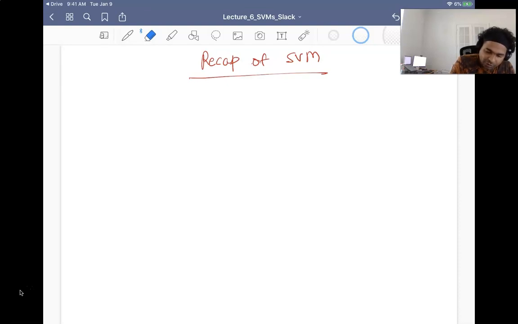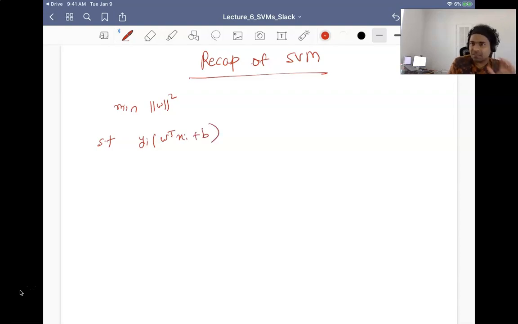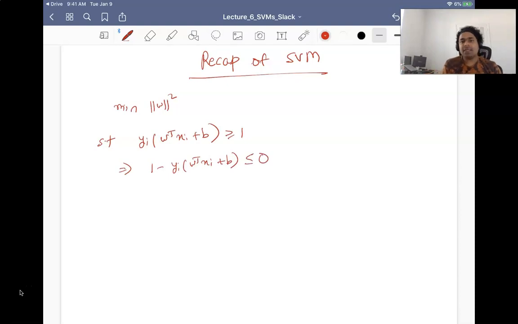I'll just recap the formulation of SVM in the linearly separable case. If you recall, we had the minimum of the norm of W squared, because I want to maximize the margin, such that Yi multiplied by (W transpose Xi plus B), which is the model, should be greater than or equal to 1. Or equivalently, you can write this as 1 minus Yi of (W transpose Xi plus B) is less than or equal to 0. So this is the SVM formulation.